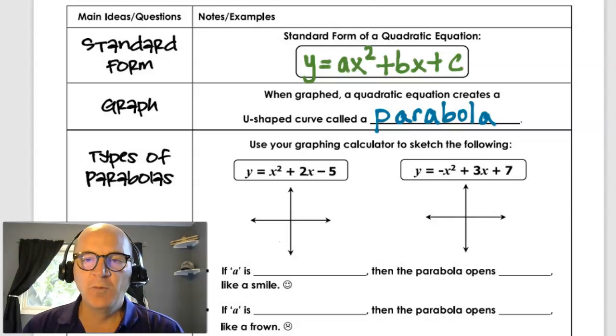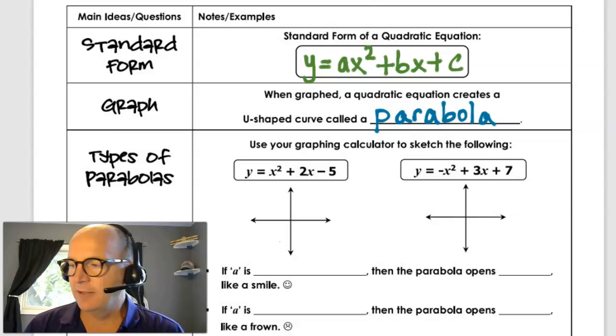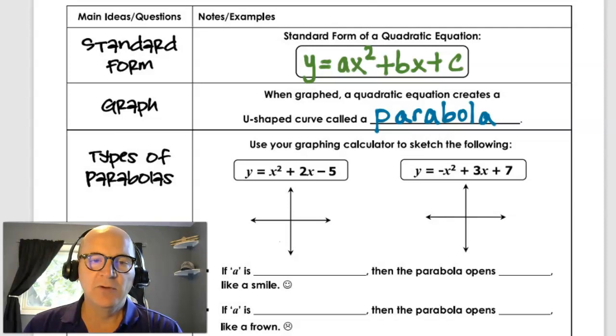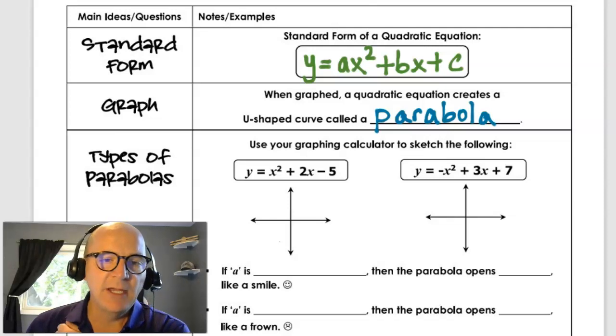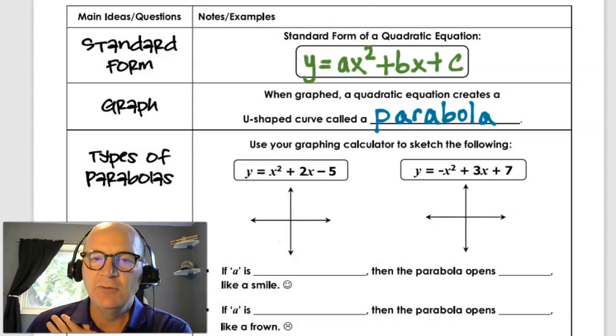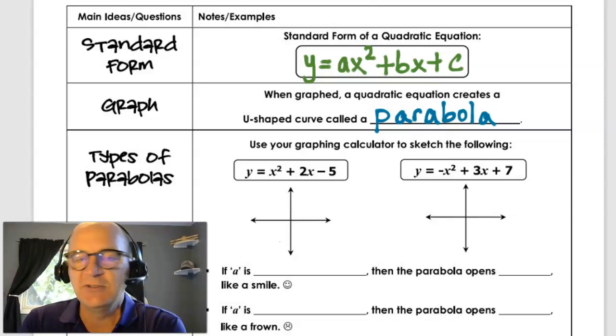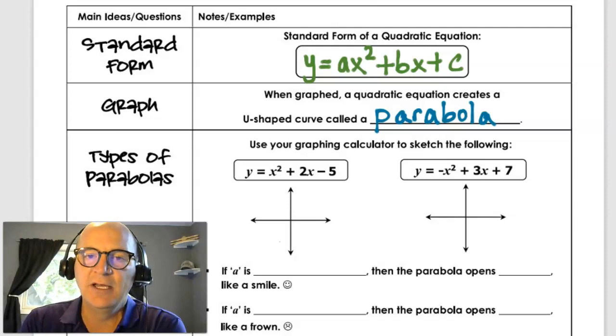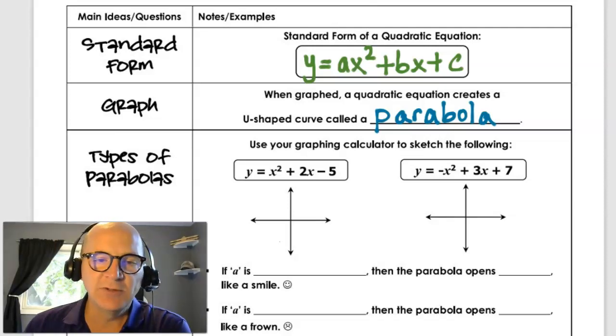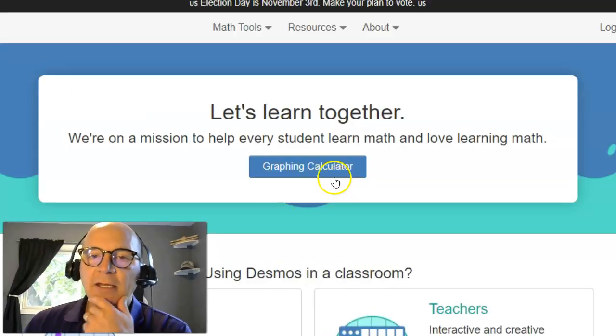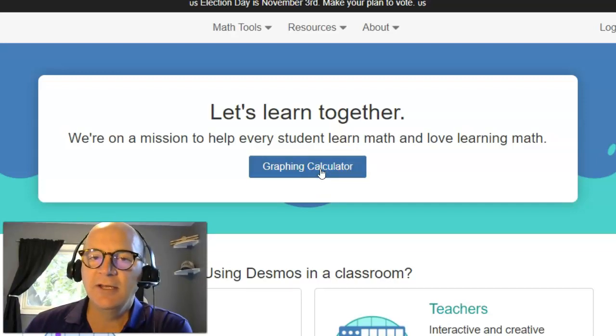A couple of tools that you can use for graphing: you can use a graphing calculator, or you can use Desmos, since many of you have your Chromebook out. So let's take a look at how we would at least graph a sketch of what these look like. We're going to use Desmos. If you go to desmos.com, you can click on the graphing calculator here.